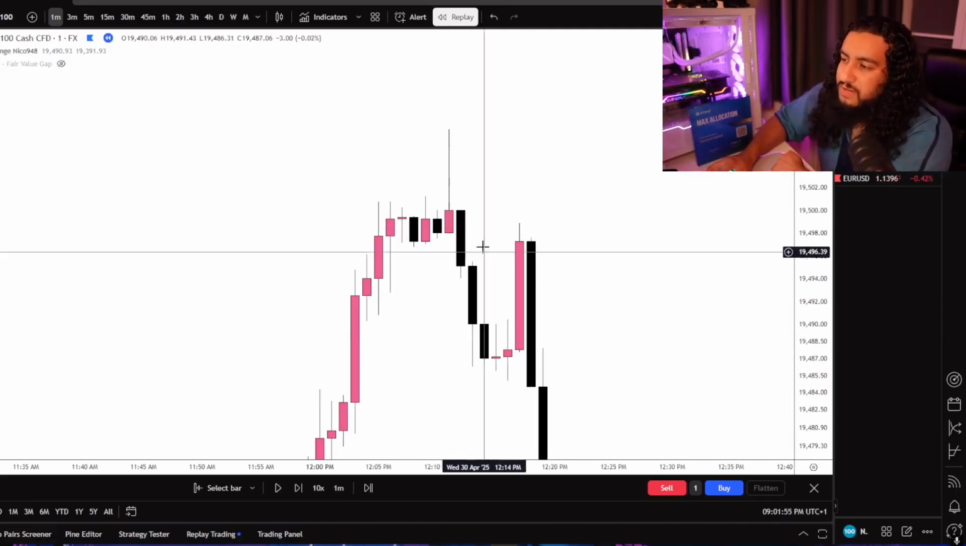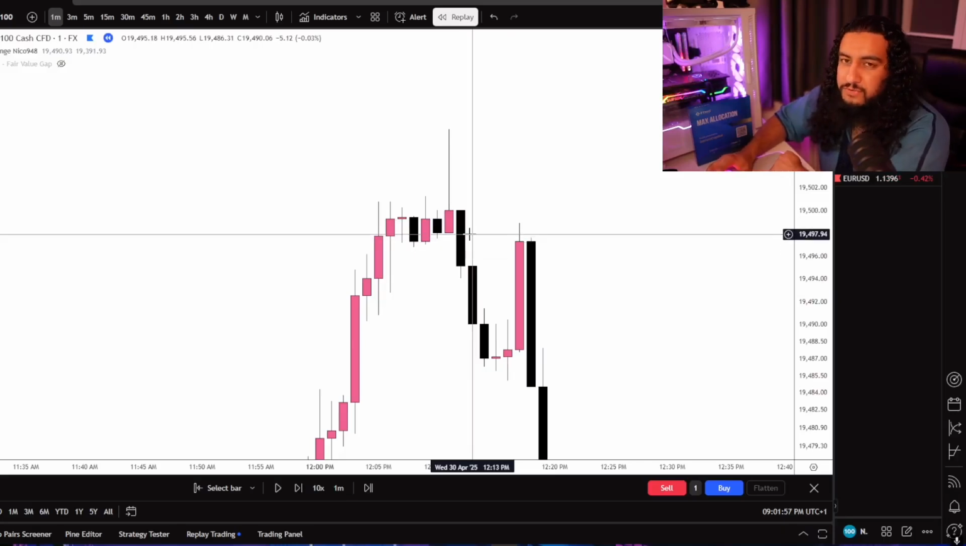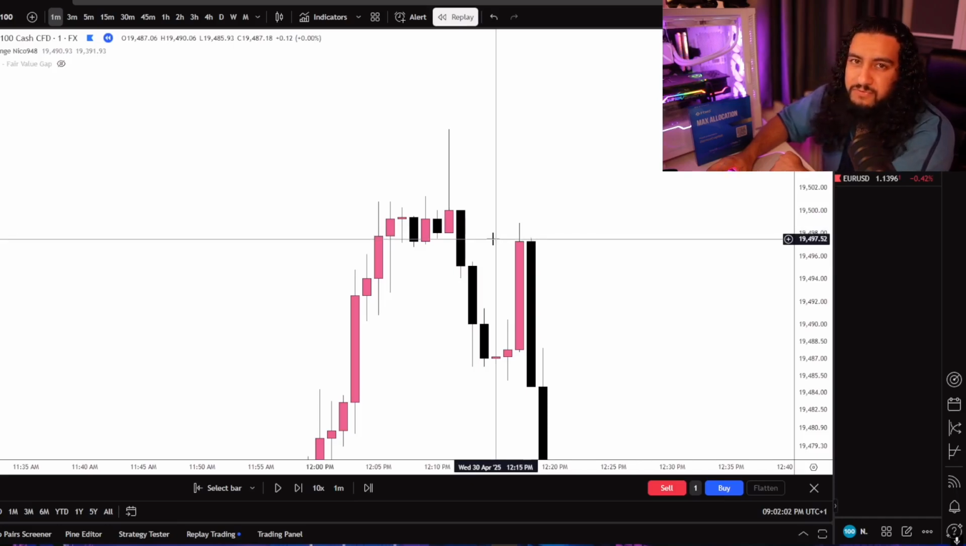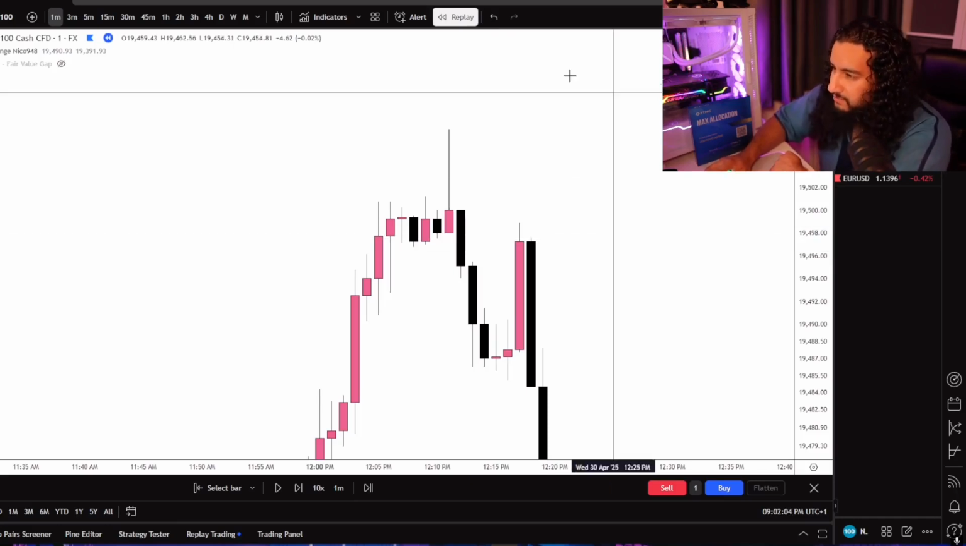I typically just look at the most extreme areas. You don't need to do that. It's just something I do. But that's why I tend to miss a few trades as well. But we'll get into that.